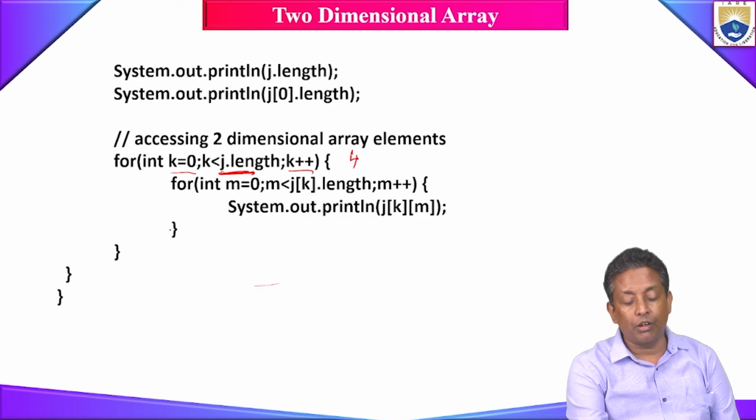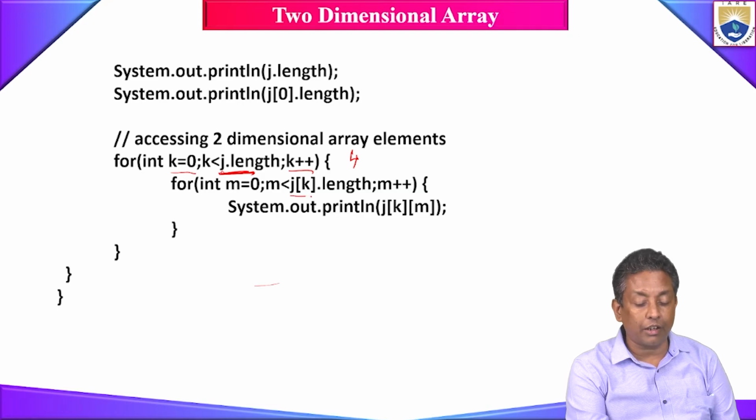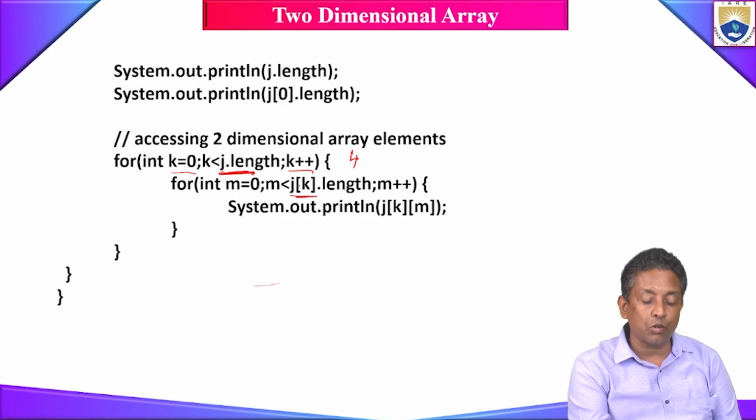After that, during the iteration, j of k means j of 0 initially, the next j of 1, the next j of 2, then j of 3. Each row we are accessing here. Again, if you find out the length, this will return 5.